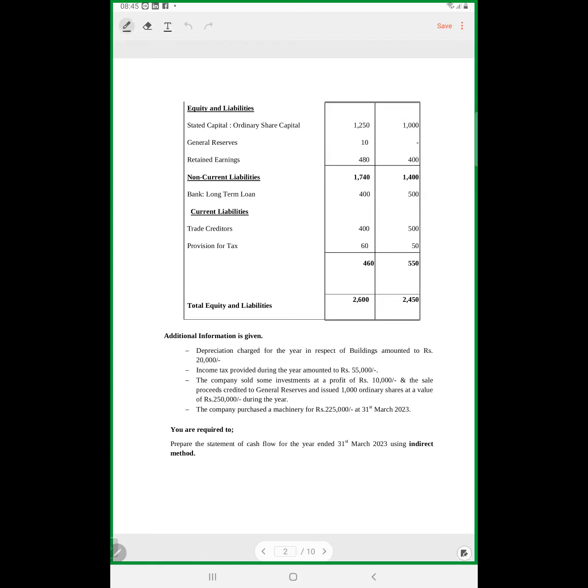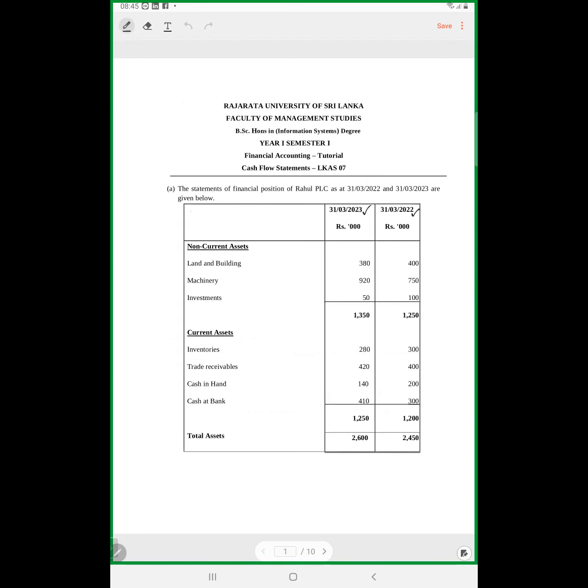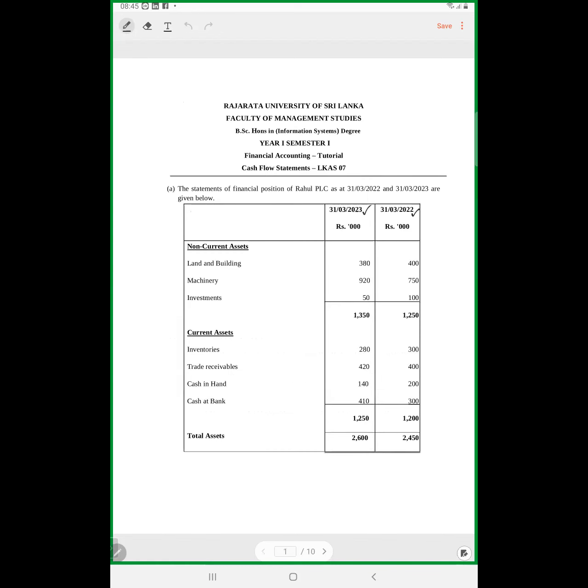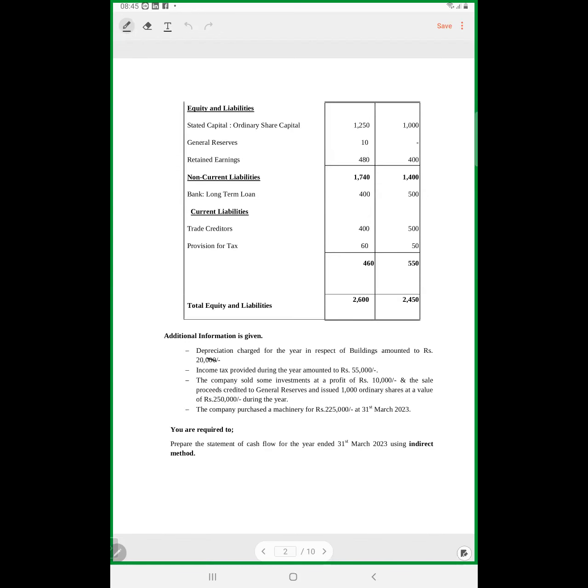In addition to that, additional information is also given. First one, depreciation charge for the year in respect of building amounted to rupees 20,000. You can see all the amounts are given in thousands, so I will remove the last three zeros since we need to show it in thousands. Next one, income tax provided during the year amounted to rupees 55,000, right?